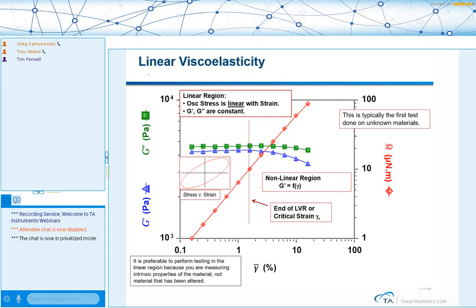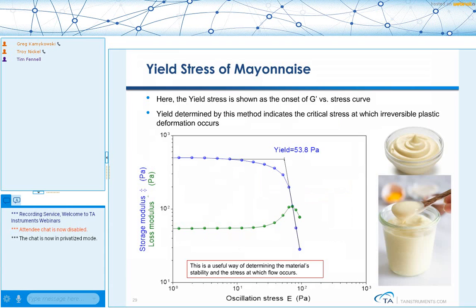As we go to higher strains, you can see that we are doing some damage to our system, and we see a change in storage and loss modulus. This change that we see is typically more prominent with the storage modulus. It's usually the more sensitive parameter when it comes to looking at the structure of a material.